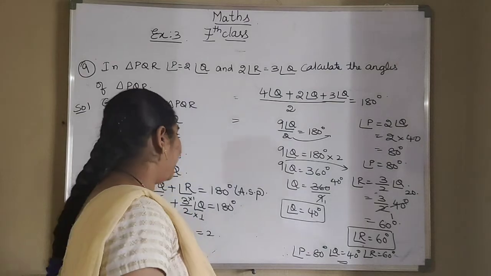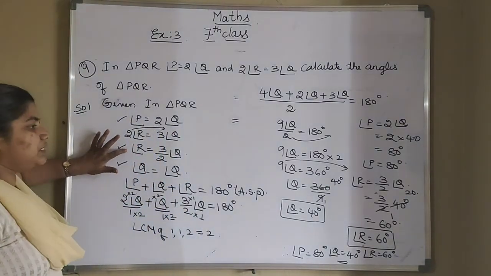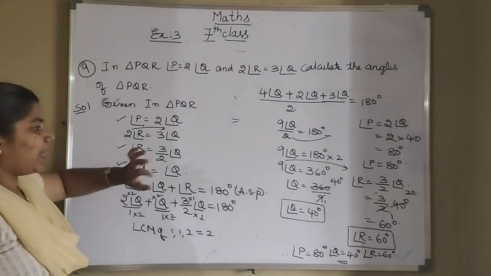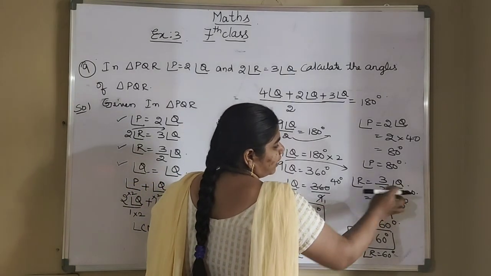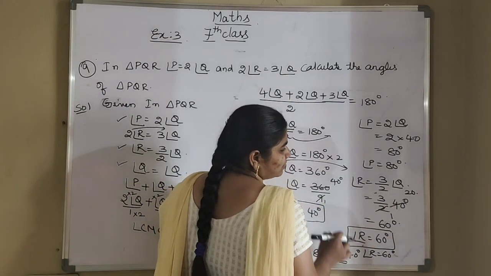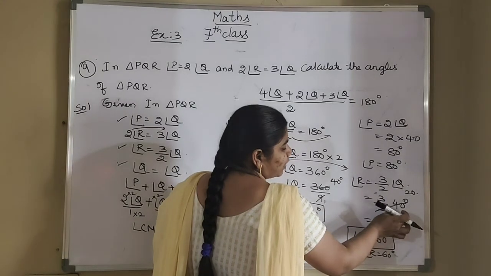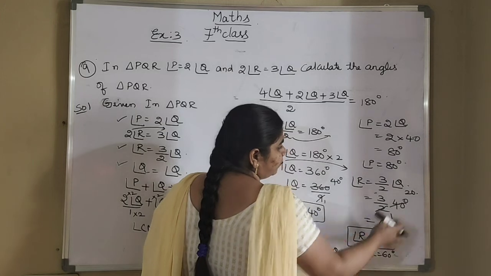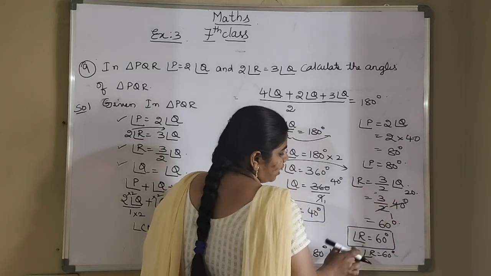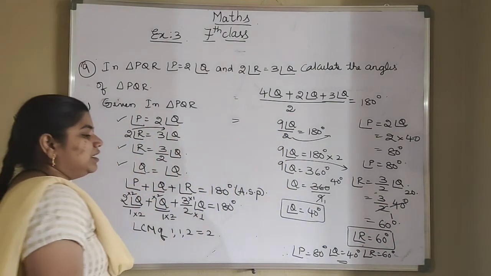Now we have to find angle R value. What is angle R? 3 by 2 angle Q. So angle R is equal to 3 by 2 angle Q. 3 by 2 I wrote as it is. Angle Q I wrote as 40. 2 ones are 2, 2 twenties are 40. 2 threes are 6, that is 60. So angle R value you got as 60 degrees.